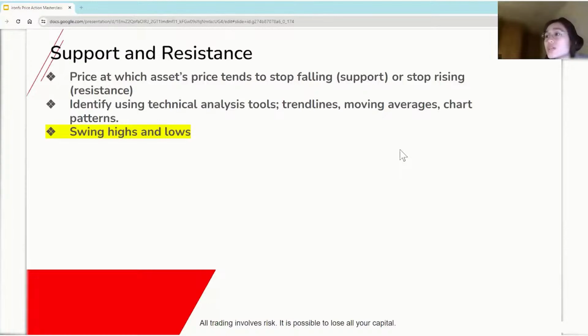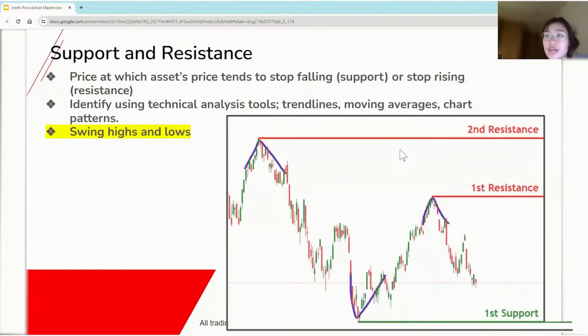Okay, so here's an example. This is just a really quick recap on your support and resistance so that we can go through how to identify these levels with your candlestick patterns. Here in this chart, I have drawn out our swing highs and lows for you to look out for. The swing low would of course be your first support, and your first resistance is basically the swing high that's closer to where price is currently at.